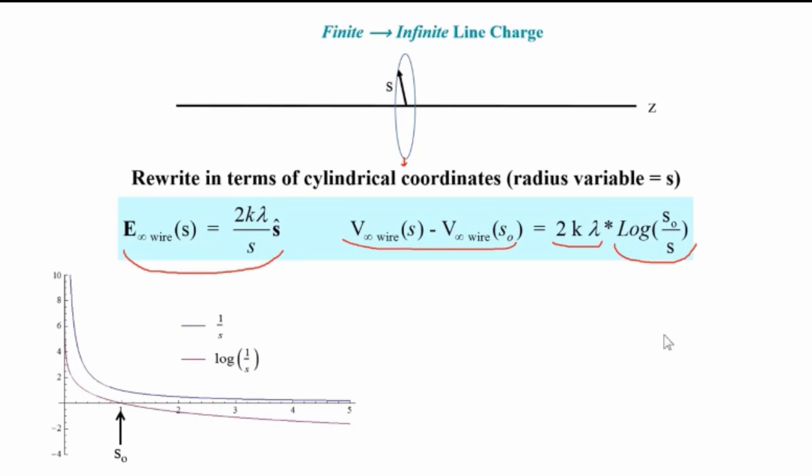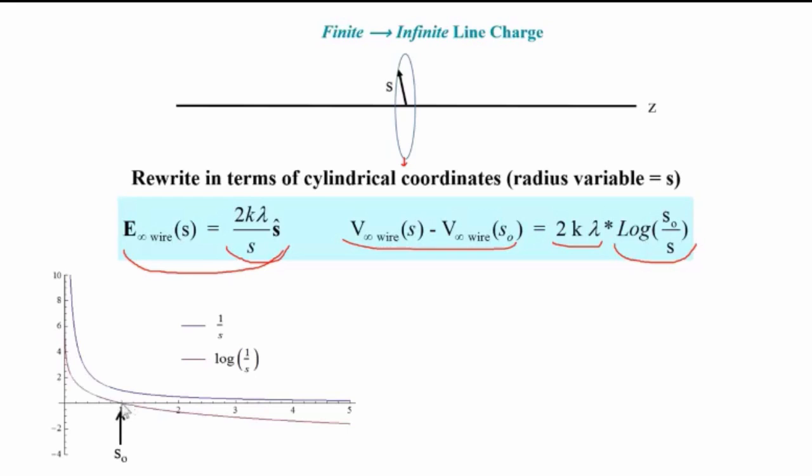Well, this is what it looks like. I've plotted 1 over S, which is the field, and that's this right here. So this is how the field falls. This would be the S component because that's all we have. So it's this vector with this quantity plotted. So the magnitude of E is this one right here. Here's log 1 over S, so I just let S0 be 1, and that's this quantity right here.